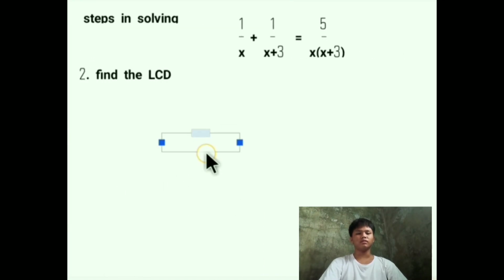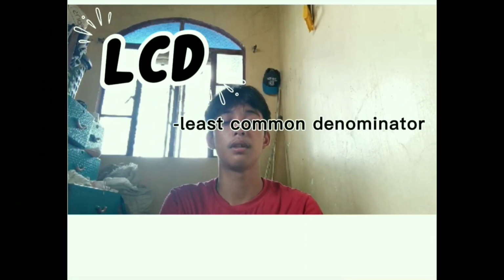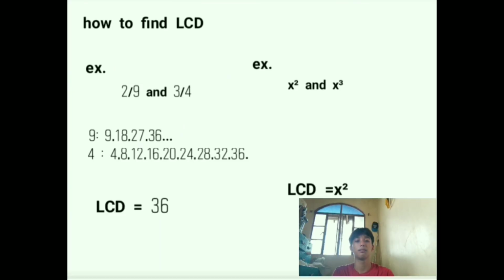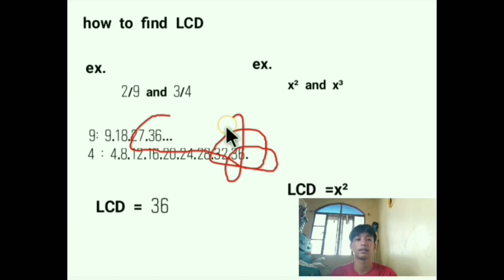But how do we determine or find the LCD? The LCD, or the least common denominator, is the smallest number that is divisible by all denominators. To find the LCD, you need to determine the factors of each denominator. Example, 2 over 9 and 3 over 4. The multiples of 9 are 9, 18, 27, 36, and so on. And the multiples of 4 are 4, 8, 16, 28, and so on. Now look at the least common multiple. So in this example, the LCD is 36.